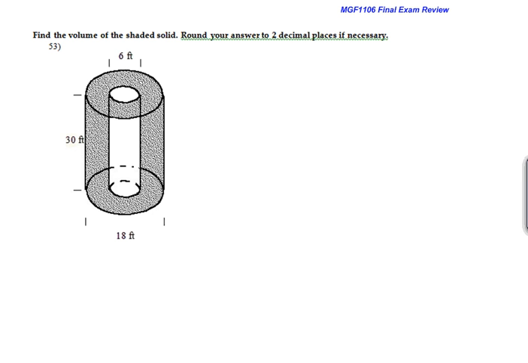MGF 1106 final exam review. Question number 53, we're dealing with a volume of a shaded solid. So again, this is going to be a multi-step problem.